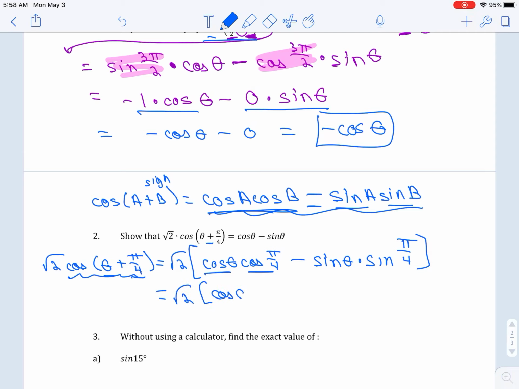Now the cosine of pi over 4, again, you can get that from the unit circle. Pi over 4 is right here. That, of course, is the ordered pair square root of 2 over 2, square root of 2 over 2. All right, so you're not done with your unit circle. You're still going to need that. So square root of 2 over 2 minus, and then sine theta times, again, this is the square root of 2 over 2.